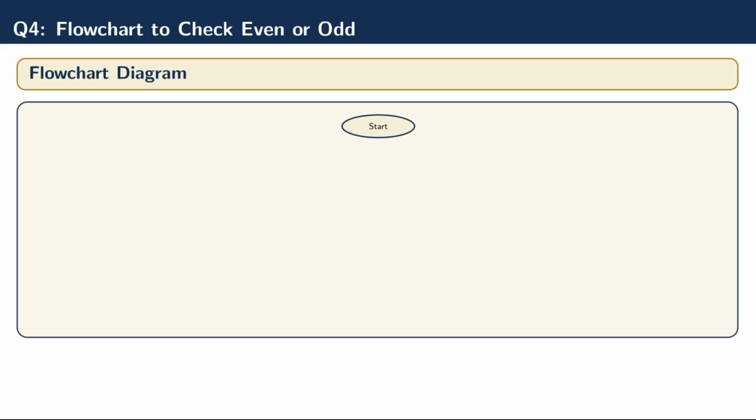Next one is flow chart diagram. You will start with the start symbol, then you will take one input as an input number. Number percentage 2 equal to 0, it means it will divided by 2 and then get the remaining value.